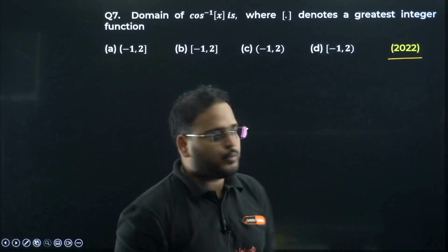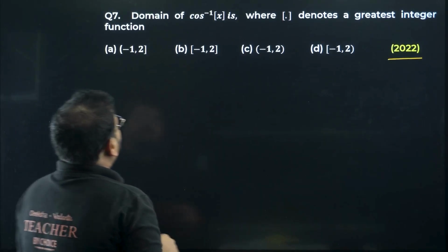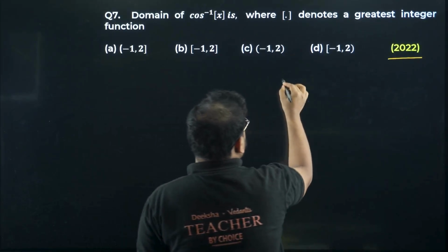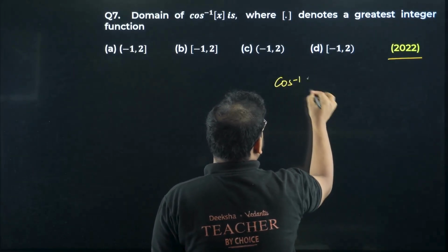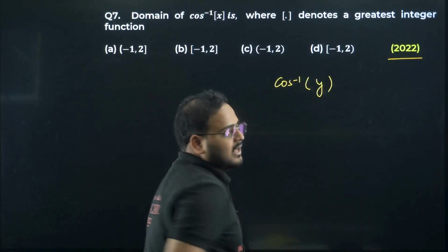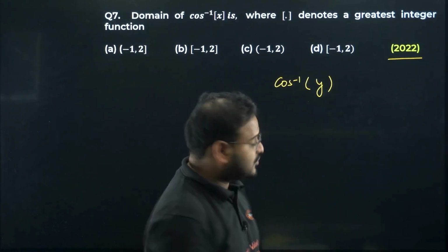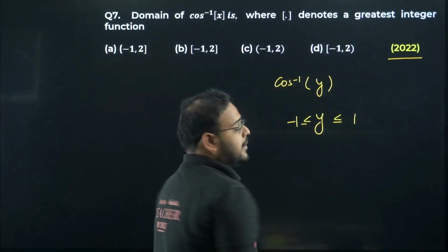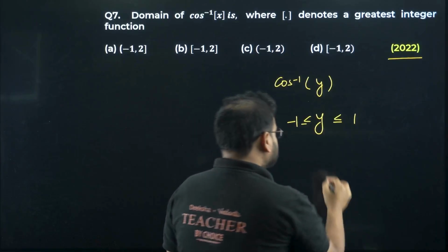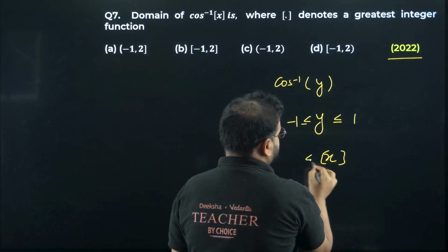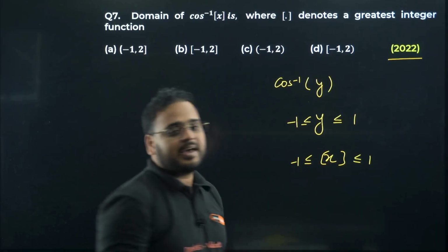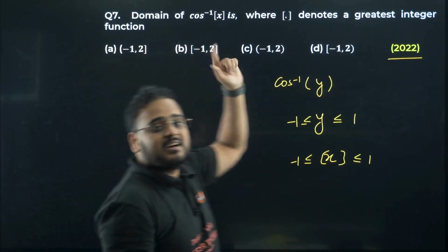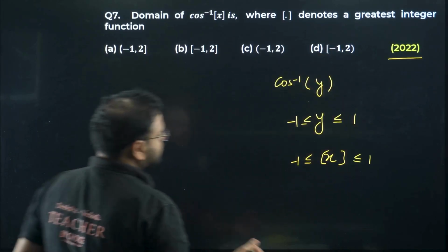Domain of cos inverse of GIF of x. If I forget about this, if it is simply cos inverse of, let's say, y, then what is the domain of the cos inverse? Sir, y belongs to minus 1 to 1. But in this case, this is not y, it is actually GIF of x. What is GIF? Greatest integer function. Okay, so we know that very well.